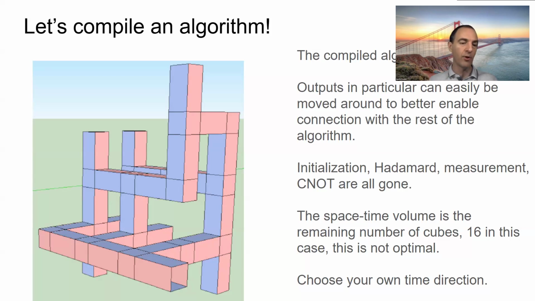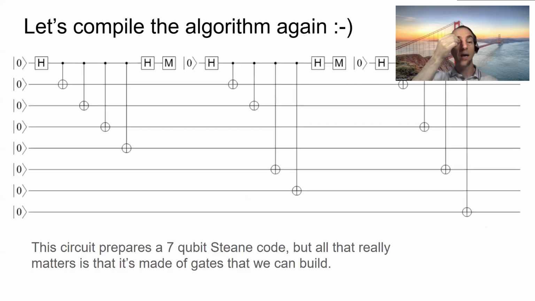The current space-time volume you get from just counting the number of cubes. In this particular case, there are 16 cubes, so it has a space-time volume of 16. And again, I encourage you to download SketchUp, download the template, and build your own version of this and see if you can make it smaller. Make different choices, do different things, see if you can make it smaller. We're going to do that right now, actually.